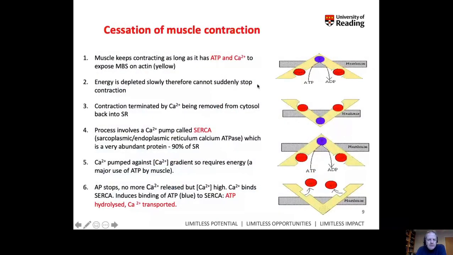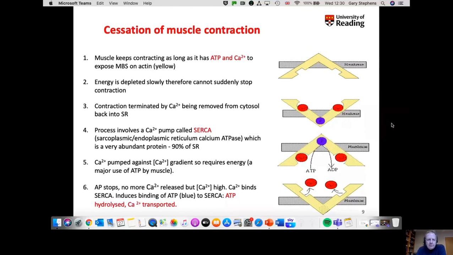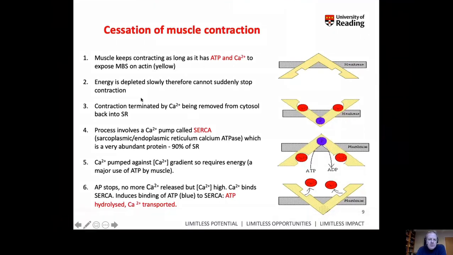Let's now finally just briefly consider how muscle contraction stops, cessation of muscle contraction. As long as ATP and calcium are present, the muscle keeps contracting. Hopefully we can see that from the previous slide. Energy is depleted slowly, therefore we cannot suddenly stop contraction.